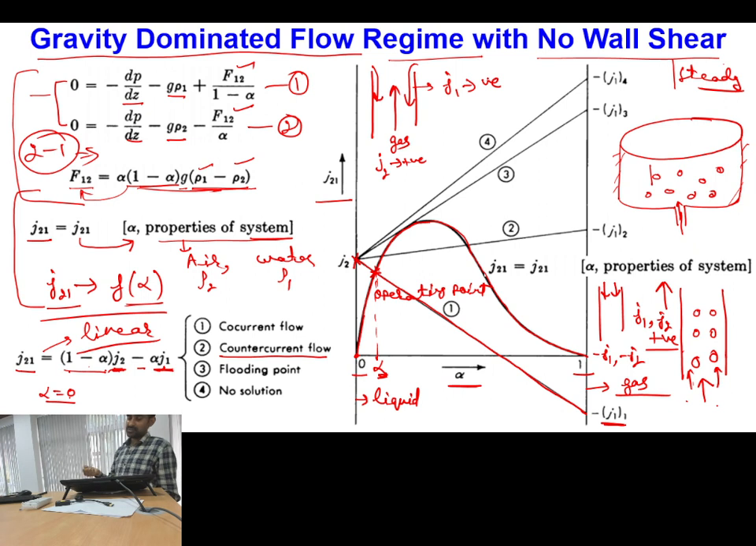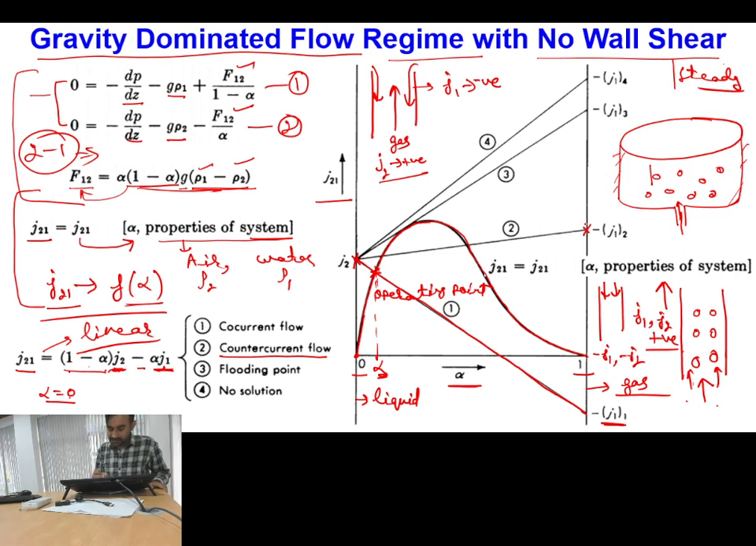So when relative motion is because of the body forces, our counter current flow will only exist when liquid is moving down and gas is moving up. Is this point clear? So if I have this type of situation, then J1 will be negative and J2 will be positive. When alpha is 0, the J2 point remains there only, but when alpha is 1, in place of J1 I will get minus J1, and that minus minus will become plus.